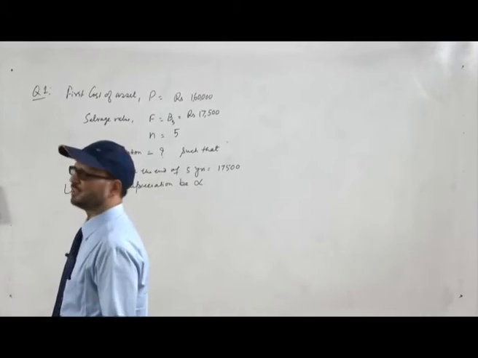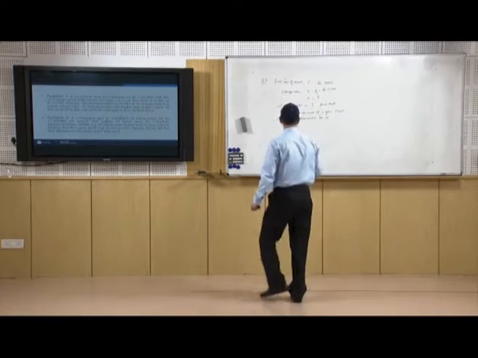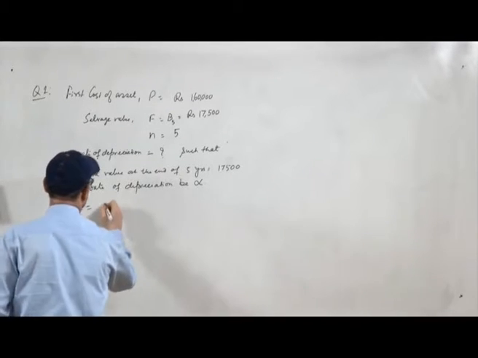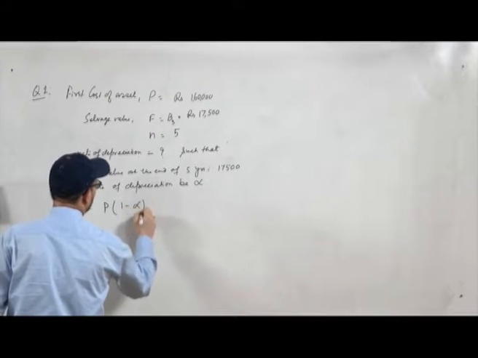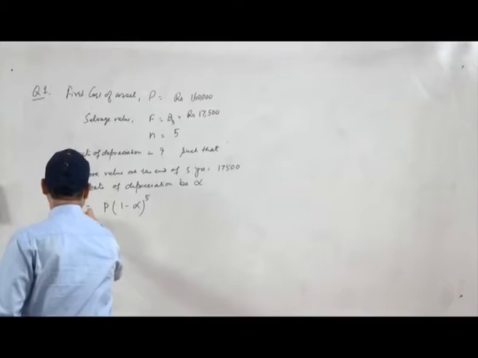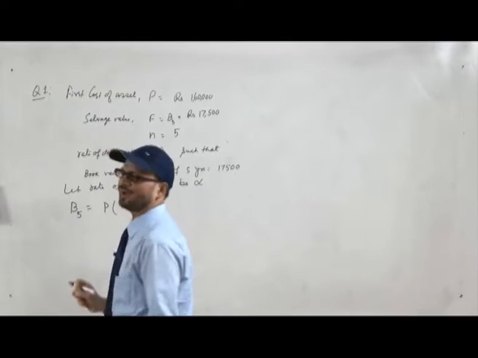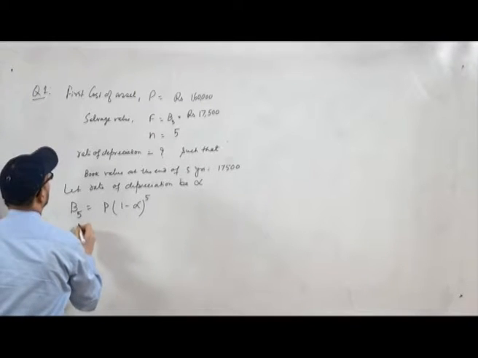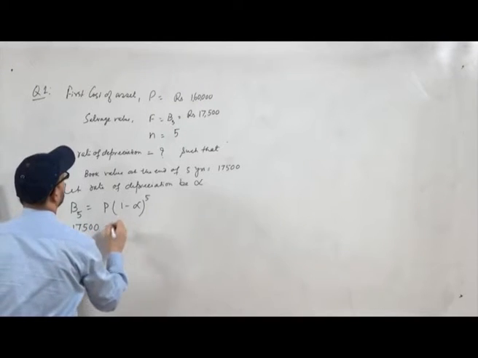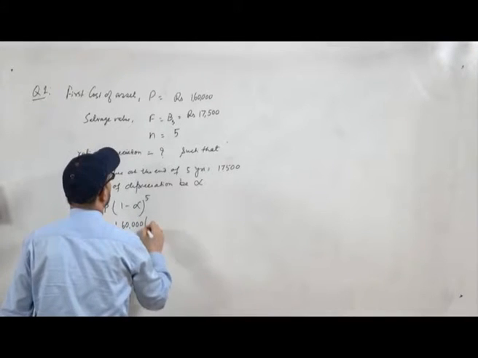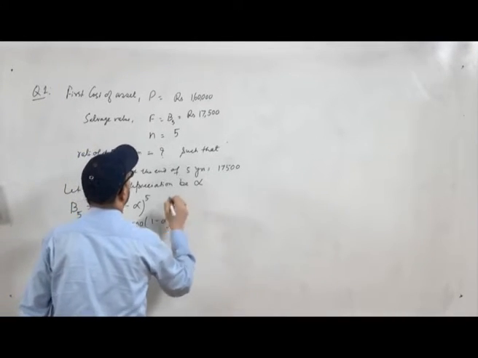From the formula of the declining balance method, B5 will be P times (1 minus alpha) raised to the power 5, and B5 is given as the salvage value at the end of 5 years. So, you can substitute the values. 17,500 will be equal to 1,60,000 multiplied by (1 minus alpha) raised to the power 5.